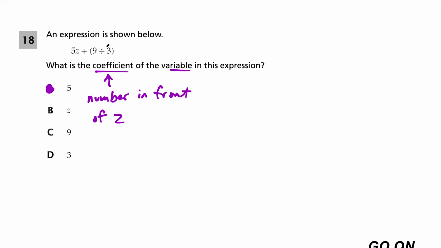Now you might be looking at this and saying, wait a minute, what about 9 divided by 3? And if you went forward here with the order of operations, remember PEMDAS, this tells us here that we can take care of this division inside the parentheses, and this would simplify to 5z plus 9 divided by 3 is 3. So that would tell us our coefficient is still 5. That is still the number in front of z. So choice A is our solution.